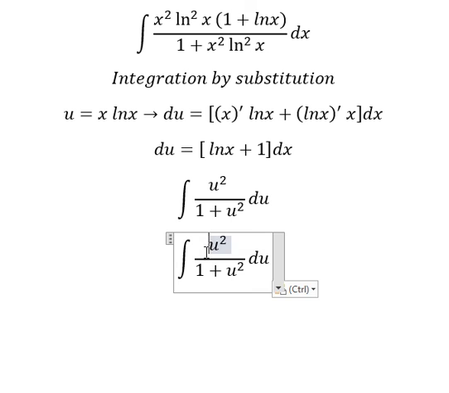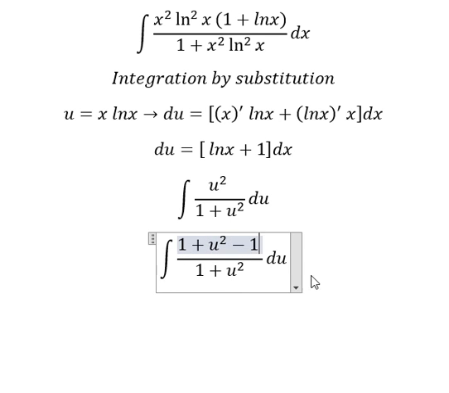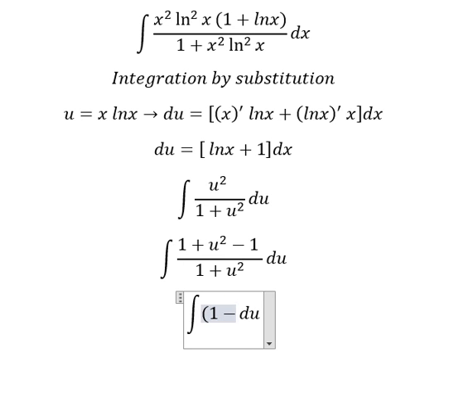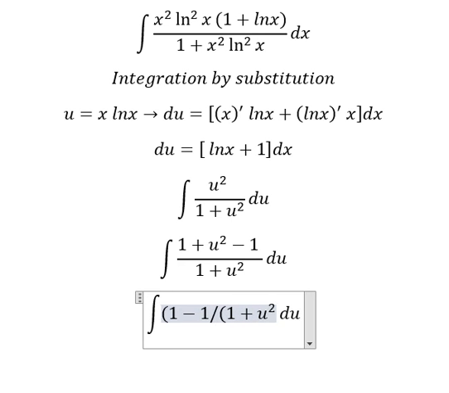Next, we need to add number 1. Later, we need to minus number 1. So this one divide by this one. So you get 1. And you get 1 over 1 plus u square.